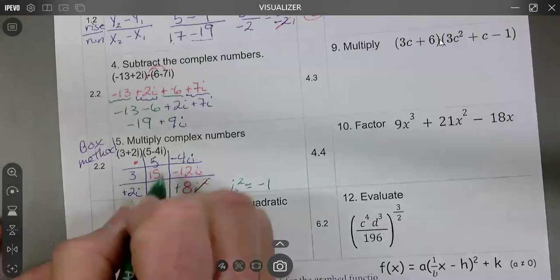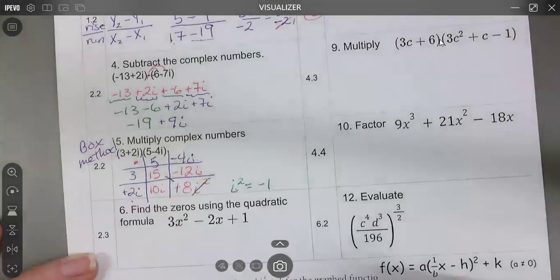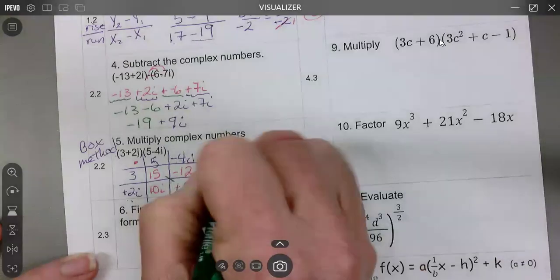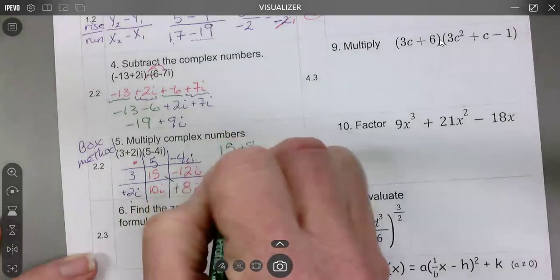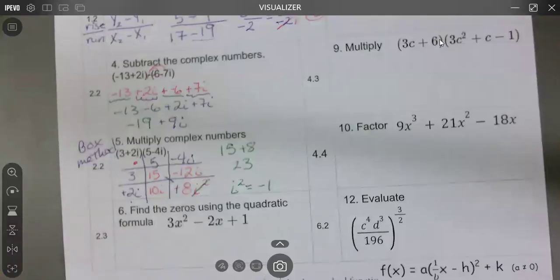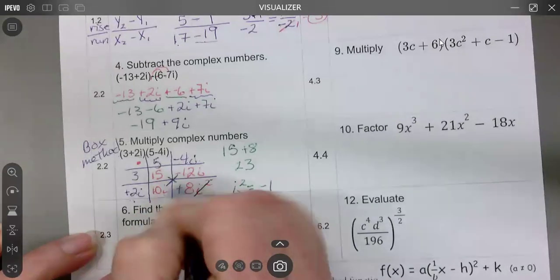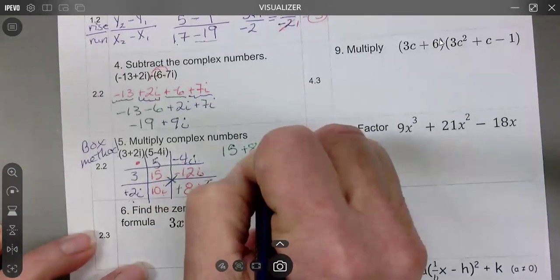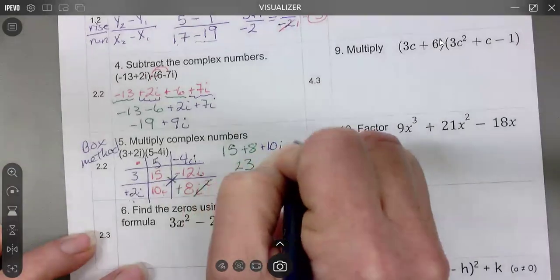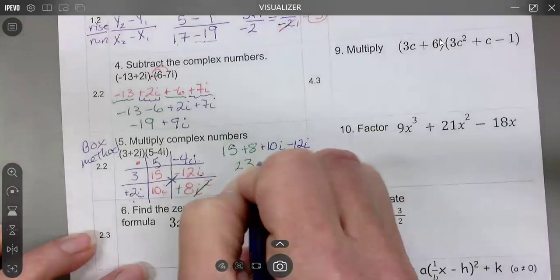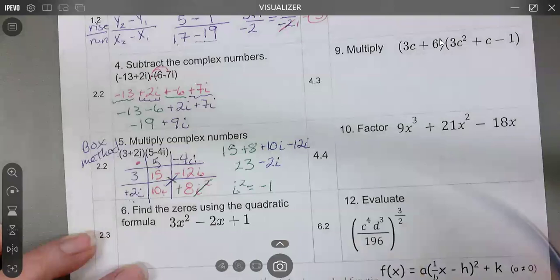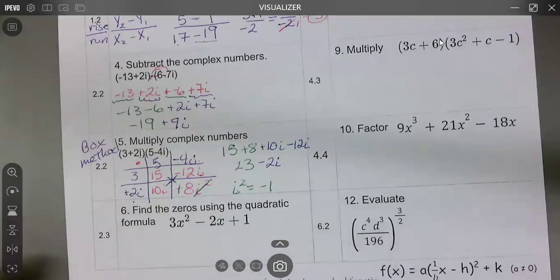Now, these are like terms. They're both regular numbers. So we can go 15 plus 8, which is 23. And then, super fancy, these are also now like terms. I've got 10i minus 12i. So plus 10i minus 12i gives us -2i. There you go. All right, let's go to number 6.